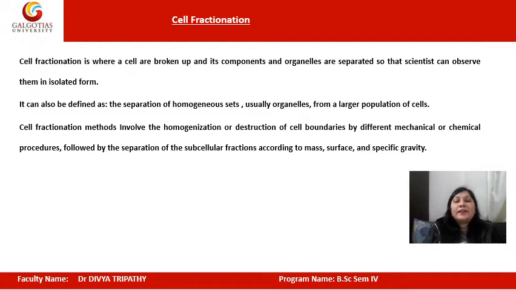This is a very lengthy process, so it will involve many steps, right? The cell fractionation method involves the homogenization or destruction of cell boundaries by different mechanical or chemical procedures, followed by the separation of subcellular fractions according to their mass, surface and specific gravity by running different types of centrifugation processes.